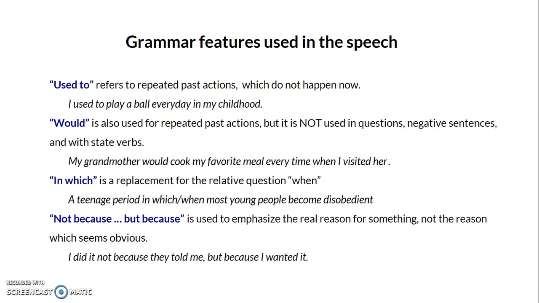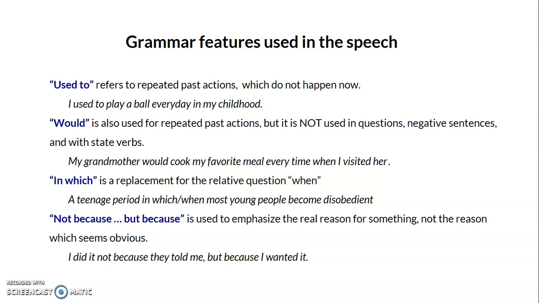Now let's discuss grammar features used in the speech. The first one is used to. Used to refers to repeated past actions which do not happen now. Like you did it before, but now you don't do it anymore. Example, I used to play a ball every day in my childhood. So it means I played a ball every day in my childhood. It was a habit. Repeatedly I did it, but now I don't do it anymore.